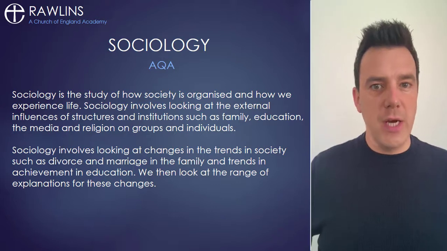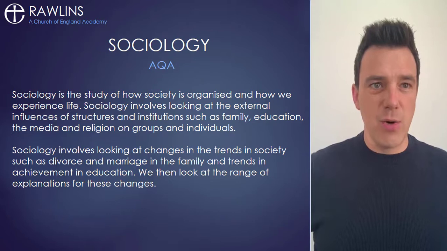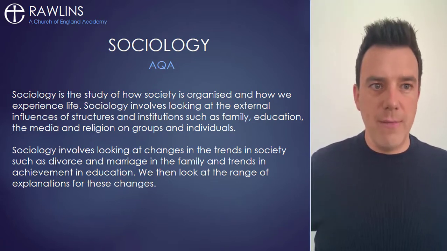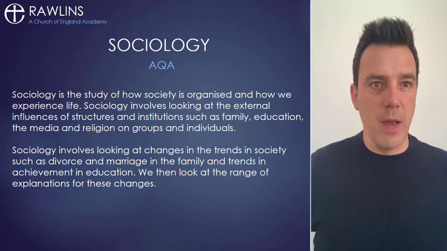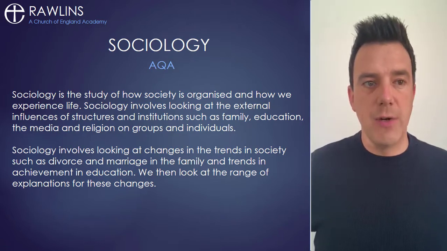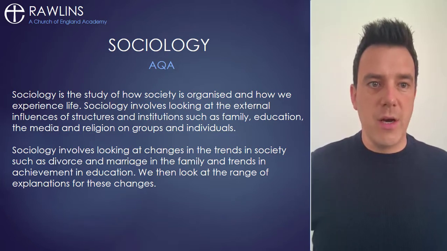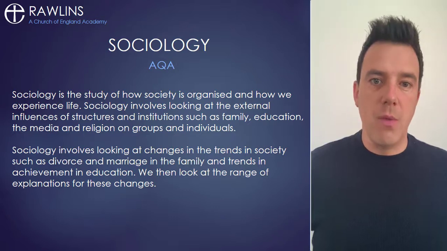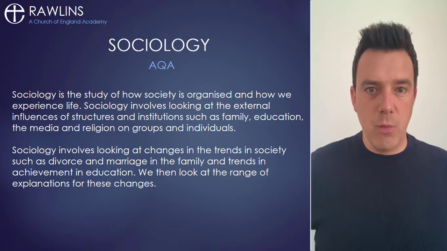So, as you can see from the slide, it says that sociology is the study of how society is organised and how we experience life. Sociology involves looking at external influences and the structures. These include the family, education, the media, religion, and how these impact on groups and individuals in society. Sociology involves analysing society using a theoretical framework. So we'll look at theories such as functionalism, Marxism, feminism, and others, and their interpretations and explanations of the world we live in.